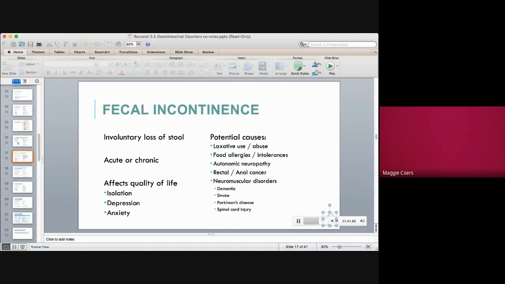Also, other causes could be allergies or intolerances to food. Autonomic neuropathy is also an increasingly common cause. People who have had diabetes for a long time can also get autonomic neuropathy, and this has to do with the control of the sphincters and how the gut motility goes. So that's what the neuropathy affects.